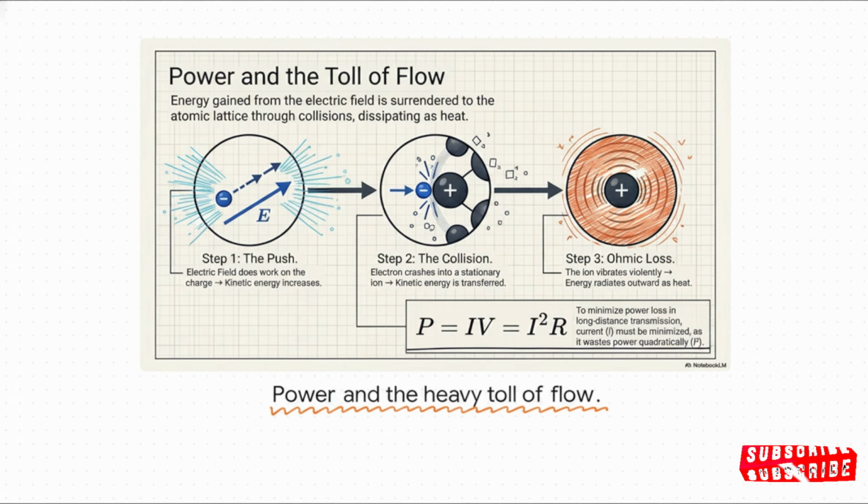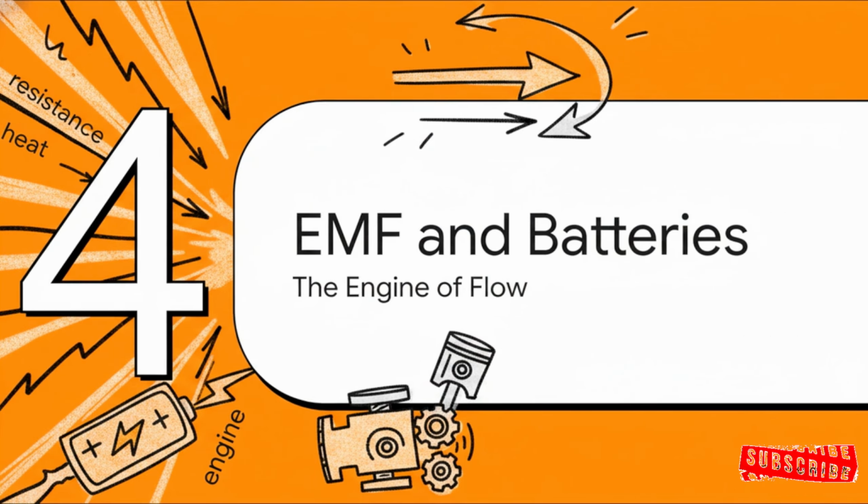That vibration radiates outward as heat. We call this ohmic loss. It's exactly why your laptop gets hot. And it's governed by the equation power equals current squared times resistance. Because current is squared, if you want to minimize power loss in, say, long-distance power lines, you have to keep the current as absolutely small as mathematically possible. Moving to Section 4, Electromotive Force and Batteries, the Engine of Flow.